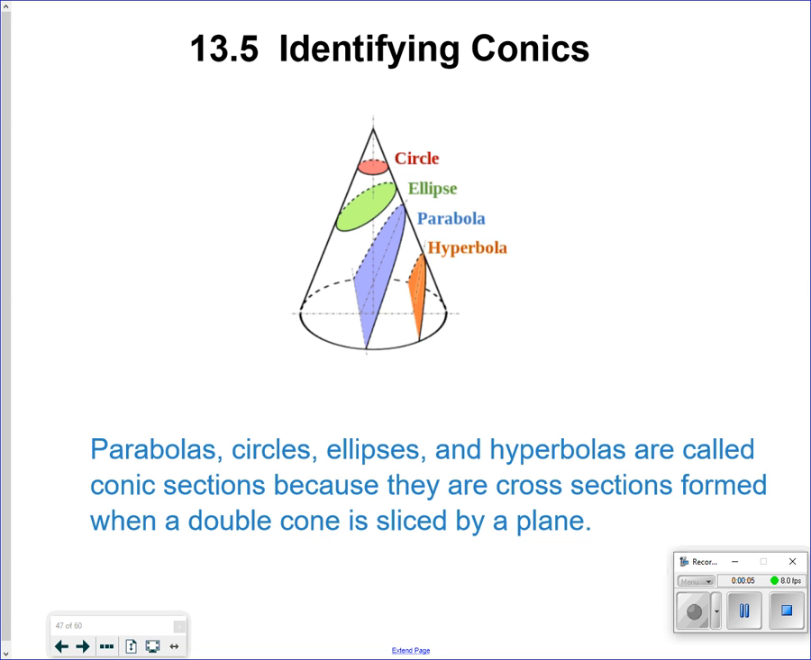Section 13.5 is Identifying Conics. Throughout this entire chapter, we did parabolas, circles, ellipses and hyperbolas, and those are all the different ways you can slice up a cone, as pictured here. With that being said, how do I know which one's which? If I'm just looking at an equation, how do I say that one is a circle or that one is a parabola? Parabolas, circles, ellipses and hyperbolas are called the conics because they are cross-sections of a cone.